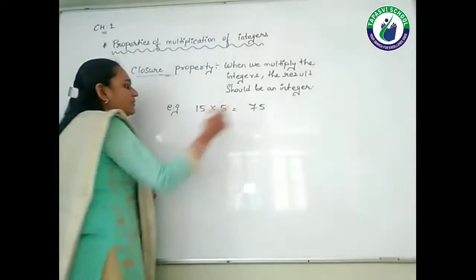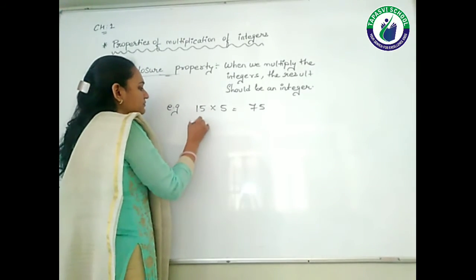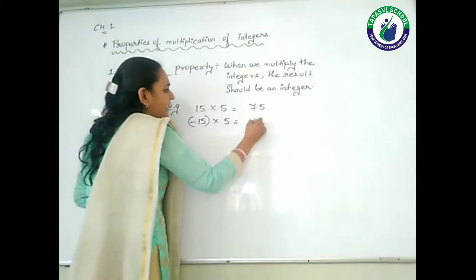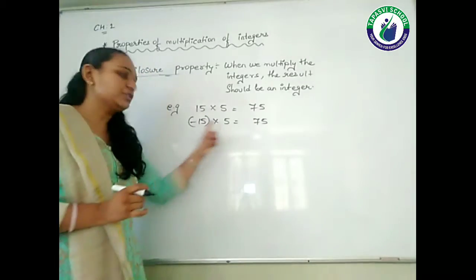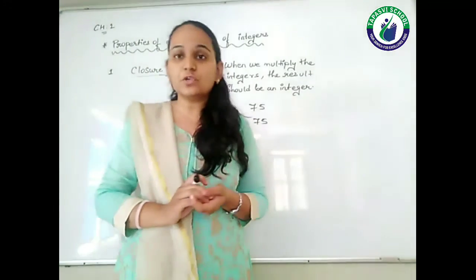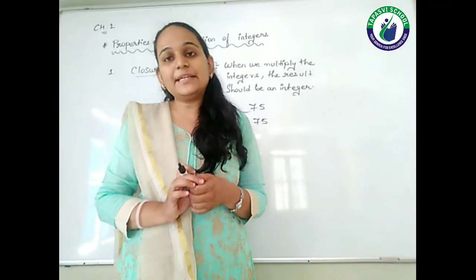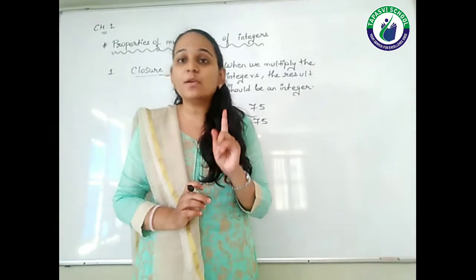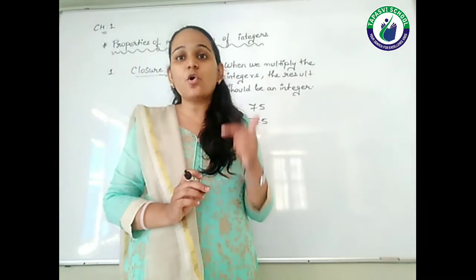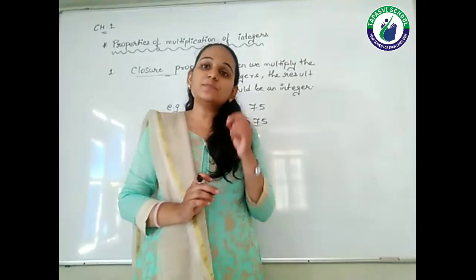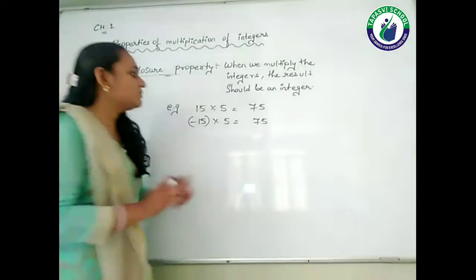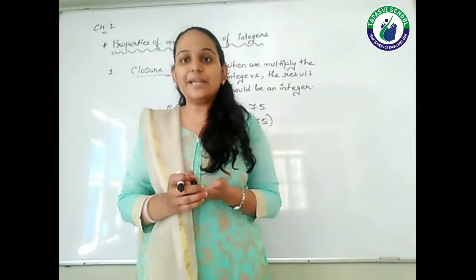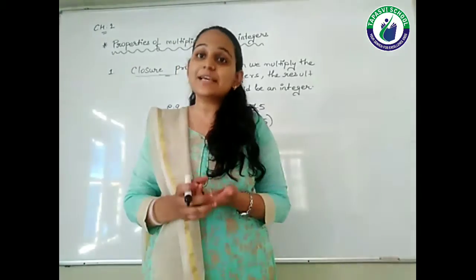Next I am going to take a combination of positive and negative. So this is my negative and this is my positive. 15 fives are 75. Now negative positive, if you remember the previous lecture I taught you that whenever you multiply integers, if there is one integer with a negative sign, that means the negative sign is coming one time, which is considered an odd number of times. So the answer will always be negative. So here the answer will be negative. Again, ask yourself, is minus 75 an integer? Yes, minus 75 is an integer.